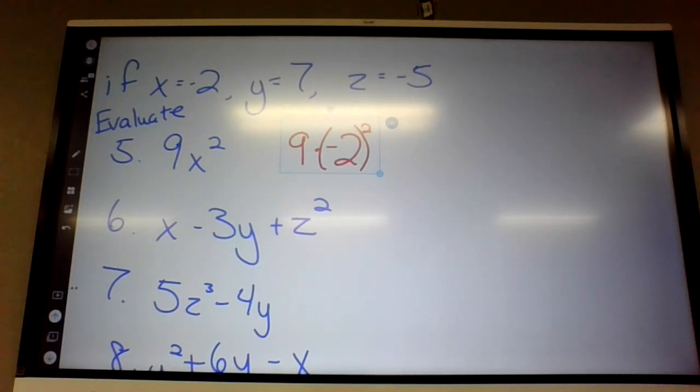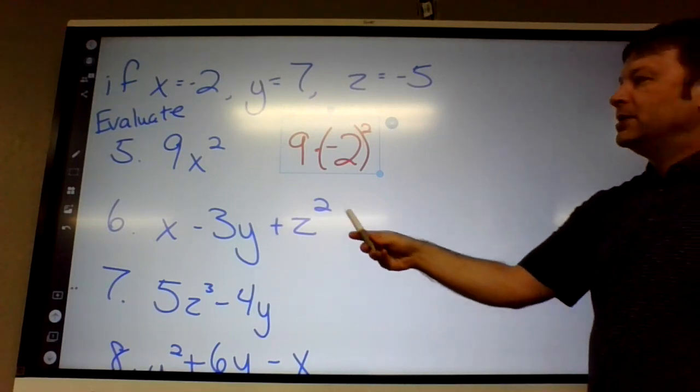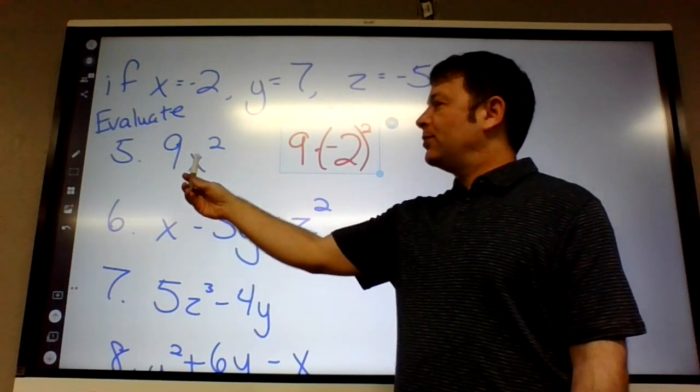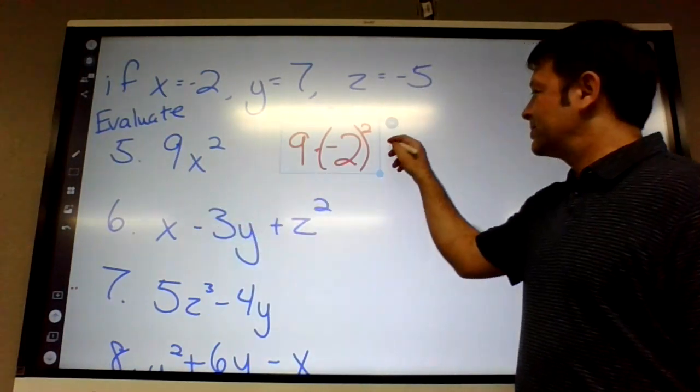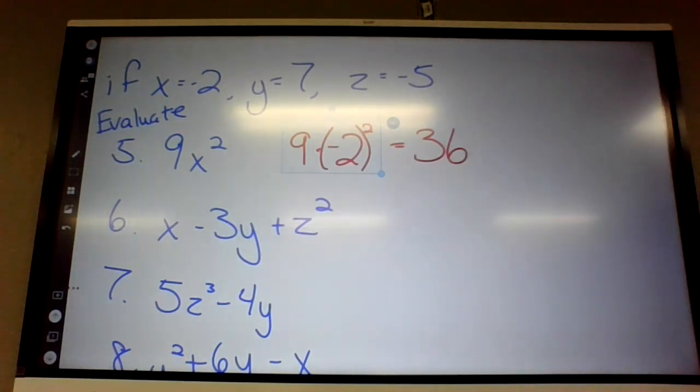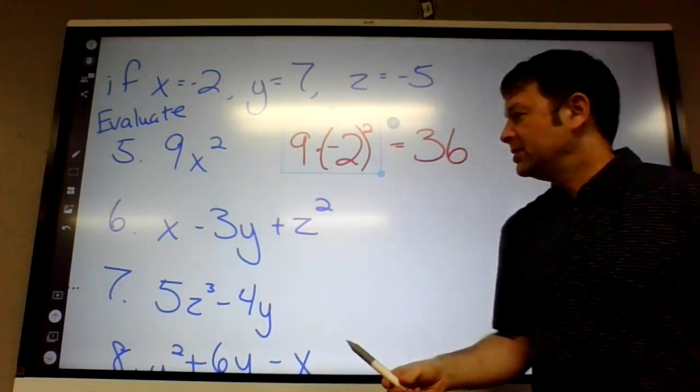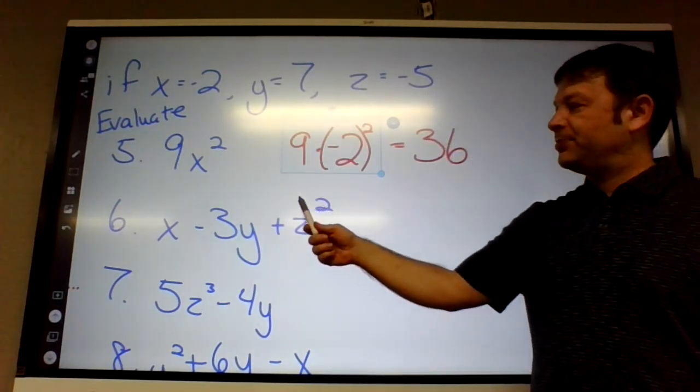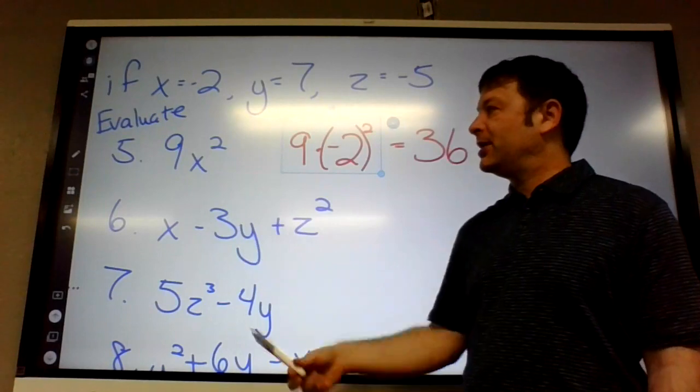Or you could just do it in your head. What's -2 squared? -2 times -2. -2 times -2 is 4, times 9 is 36. So if you do it without a calculator, make sure you are using order of operations. So exponents first, multiply second, then add and subtract last.